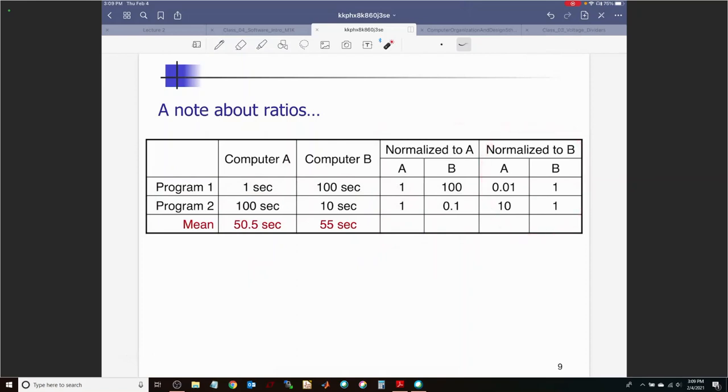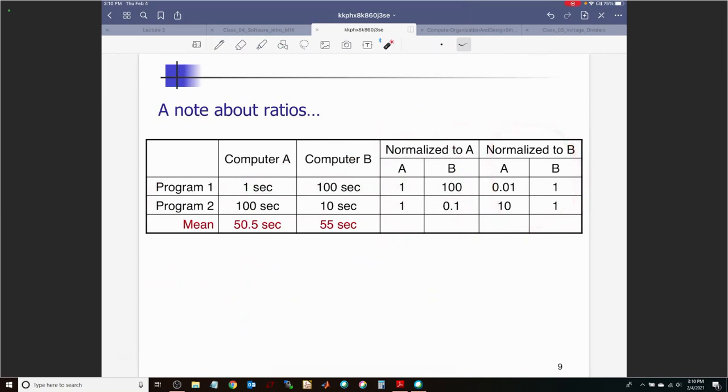What you would want is, no matter which computer you use as your reference computer, they both tell you that the same computer is faster. Let's see if that happens or not. So you saw how the numbers work out for normalized to computer A. Let's also do that for computer B, right?